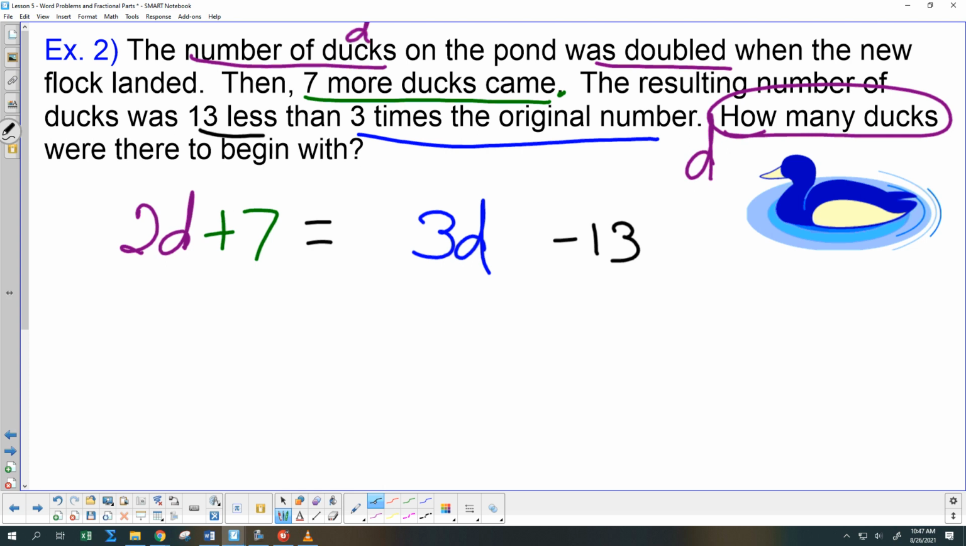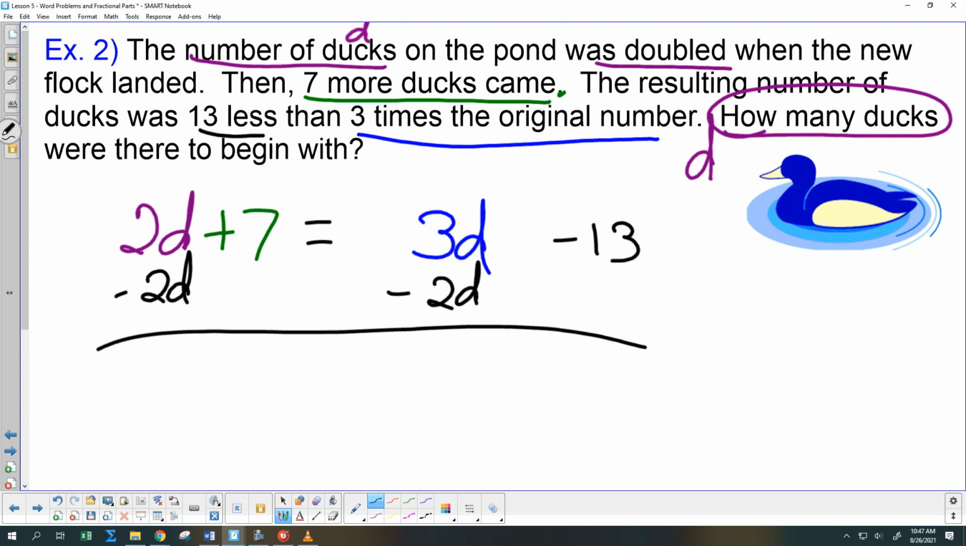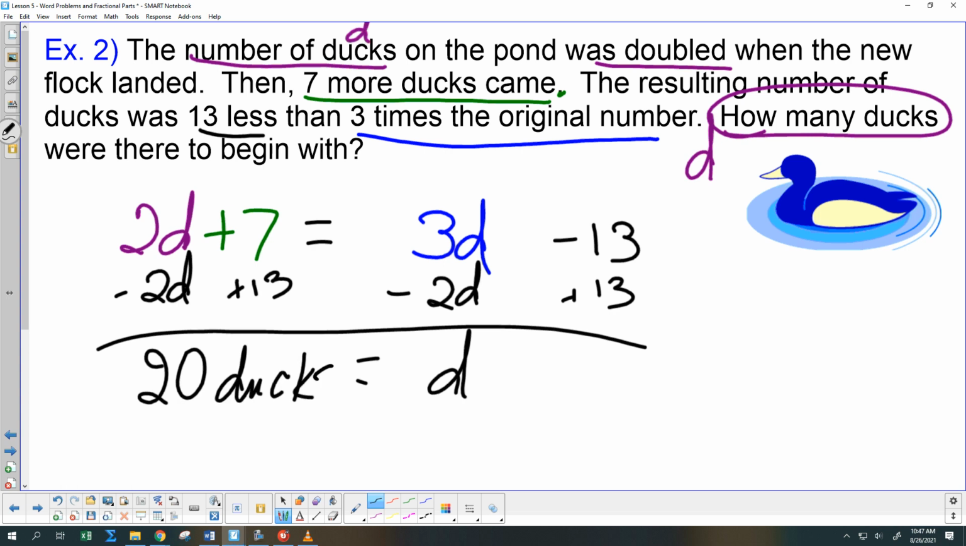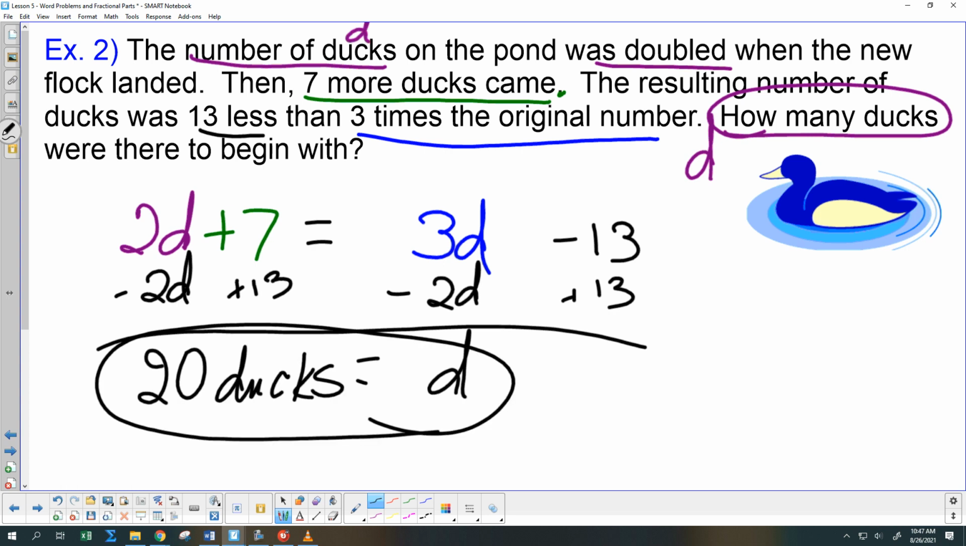Let's see if I can get that also. Subtract 2D from both sides, and I have 1D over here on the right. Add 13 on both sides, and I also get 20, and we label it as ducks, since it is a word problem, and word problems should always be labeled. Easy enough.